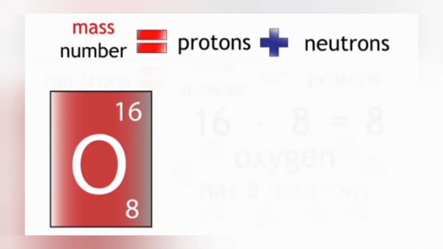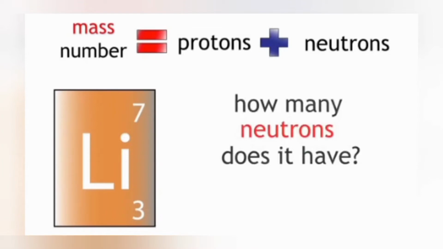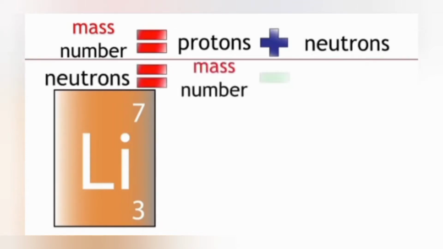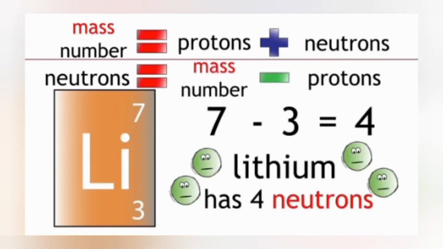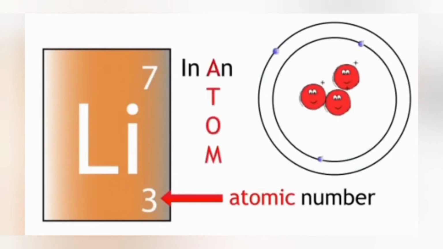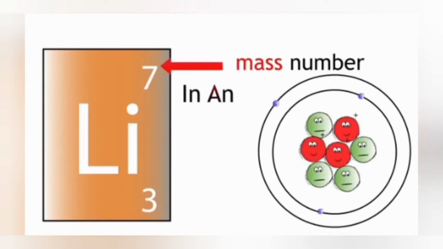Let's take another example. Lithium has a mass number of 7 and has 3 protons. How many neutrons does it have? Mass number equals protons plus neutrons. We can rearrange this to show that neutrons equals mass number minus protons. Neutrons equals 7 minus 3 equals 4. Lithium therefore has 4 neutrons. So the atomic number is the number of protons in an atom, and the mass number is the number of protons and neutrons in an atom.